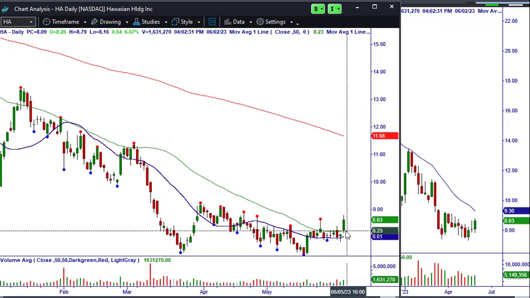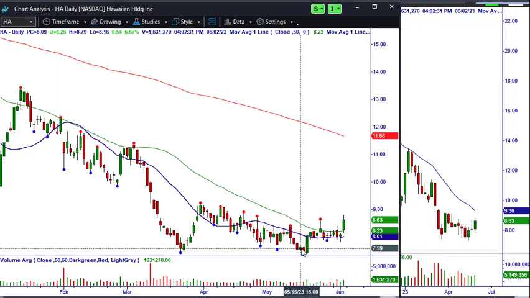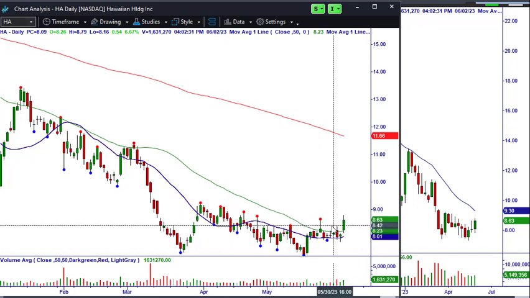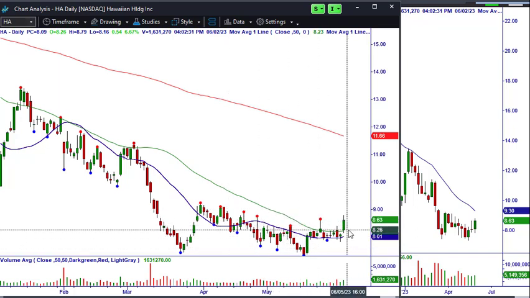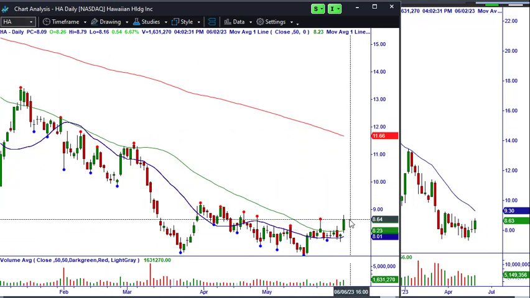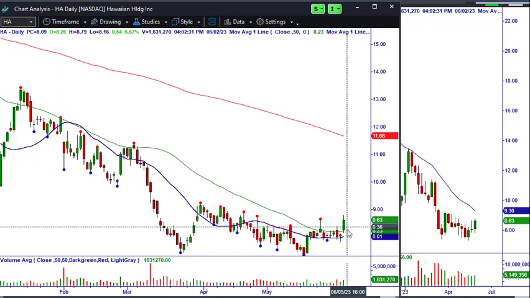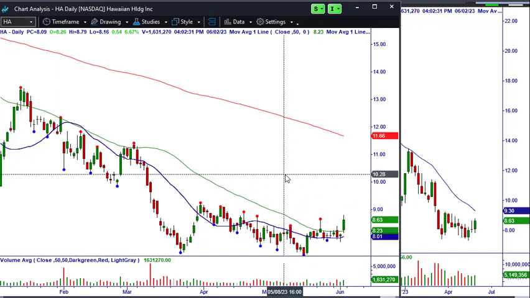Hawaiian Airlines, same sector. Bottoming pattern, notice breakdown failure, snap right back. 20 and 50, flattening out. Price void. This one is good to go for our subscribers over Friday's high. Stop under Thursday's low.